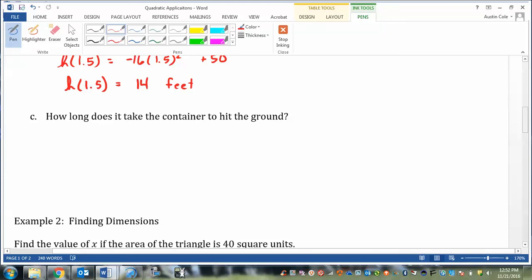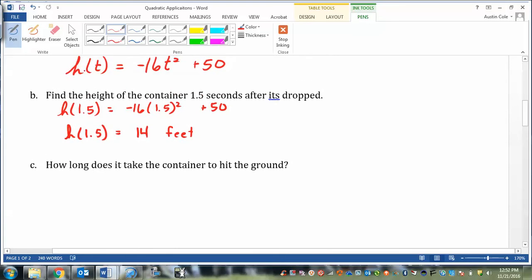So we want to know, it took 1.5 seconds to get from 50 feet to 14 feet, but we want to know how many seconds does it take to hit the ground? Now, when something hits the ground, what's the height of it? It's 0, isn't it? So here's what we're going to do. We're going to take our model that we came up with, and I'm going to plug in 0 for h of t, because h of t represents the height after a certain time. Well, we want to figure out what's the time it takes to hit the ground. So 0 equals negative 16t squared plus 50.